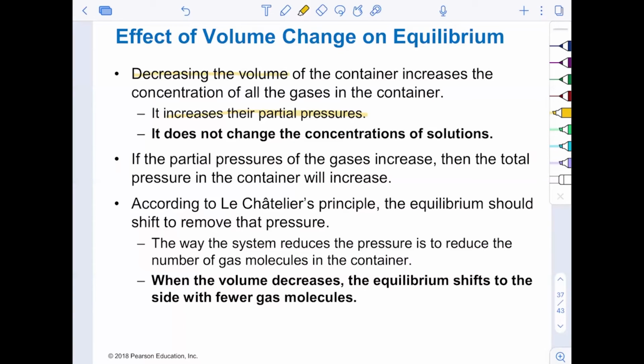The way the system reduces pressure: decreasing the volume increases the pressure, so we want to reduce the number of gas molecules in the container. So when the volume decreases, the equilibrium will shift to the side with fewer gas particles. The same thing happens on the opposite end. If we increase the volume, we're decreasing the partial pressure. We're essentially saying, hey, you have more room. The equilibrium will shift to the side with more gas particles.